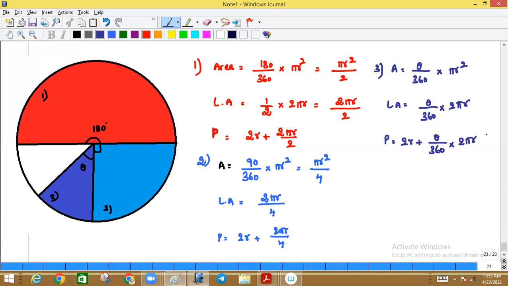If this theta is 180, it becomes half. If theta becomes 90, it becomes 1 by 4. If theta becomes 60, it is 1/6 of a circle. If theta is 30, it is 1 by 12th of the area of the circle. And 1 by 12th of the circumference of a circle becomes the length of arc. If you want perimeter, you add 2 r's. Why 2 r's? Because r plus r plus length of arc, that is the perimeter. You understand the difference between length of arc and perimeter? Length of arc is only this, but perimeter is the entire thing.